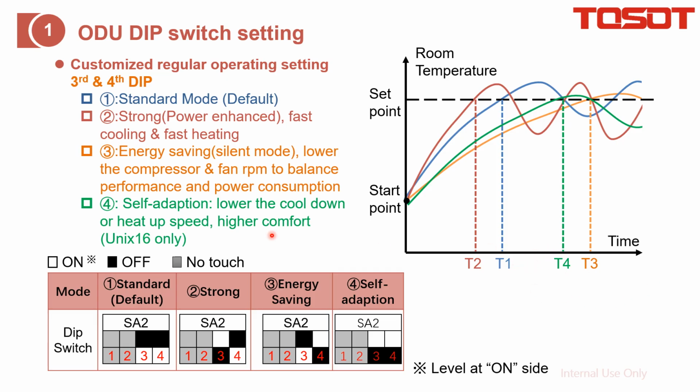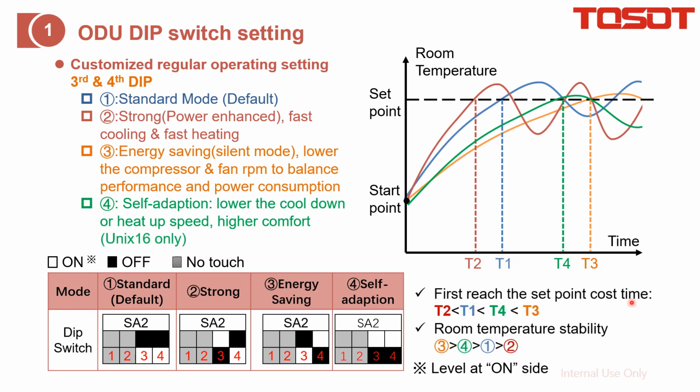And the time cost is also between T1 and T3. So we have the sequence comparison, which is this, and the same for the room temperature fluctuation, which is the stability, will become this. So on site, you can ask your customer which they focus on, either energy saving or fast cooling and heating, and just depend on this to adjust.